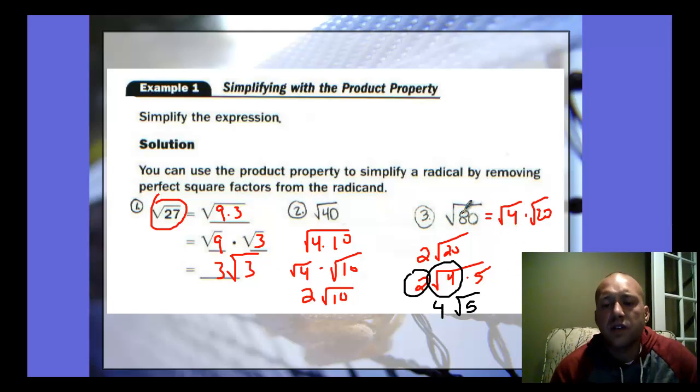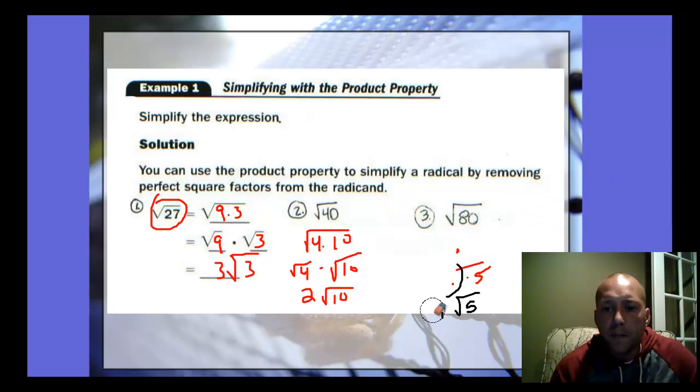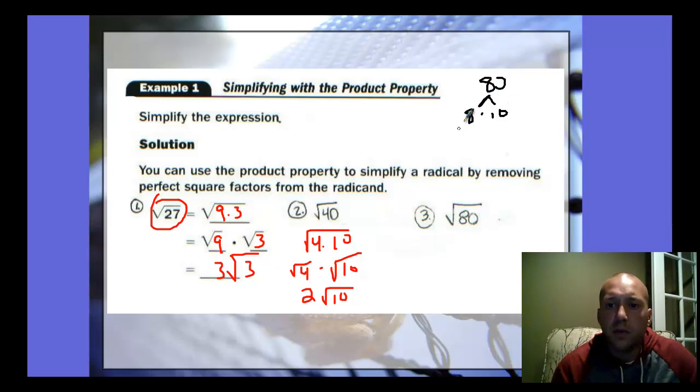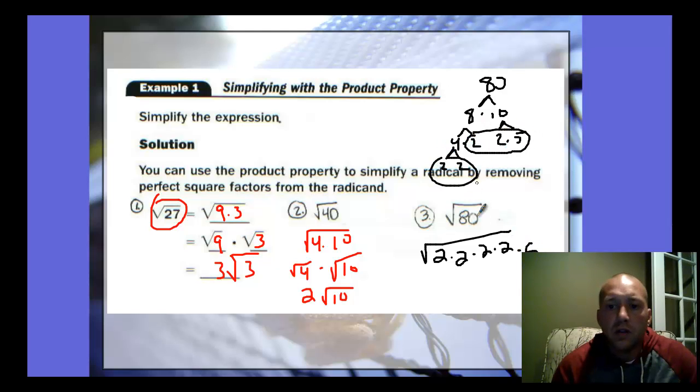Another way to look at this problem is that if you take the square root of 80, and we do it again showing you prime factorization, we can actually factor 80 into its prime factorization and look for pairs. So 80 is 8 times 10, if you remember your factor trees. 8 can be 4 times 2. 10 is 2 times 5. And 4 is 2 times 2. So our prime factorization of 80 could be written as 2 times 2 times 2 times 2 times 5. These are like the bottom of the tree here.